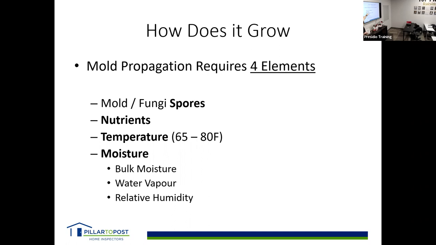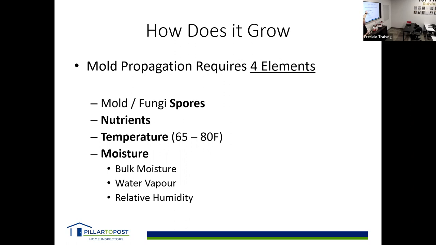So nutrients are everywhere. Temperatures. Again, there are molds that grow in freezing temperatures and molds that grow in super hot temperatures. But the 50-ish that we're dealing with in our homes are there because they like these temperatures. That's why a refrigerator works: the molds in our home don't like 40 degree temperatures, so your food doesn't grow mold. So mold needs these four things to grow.